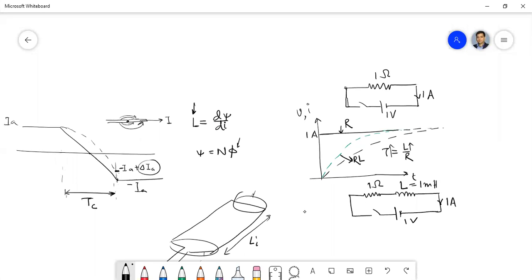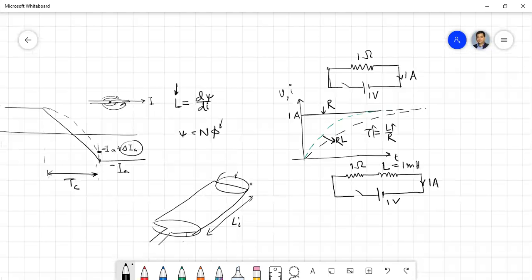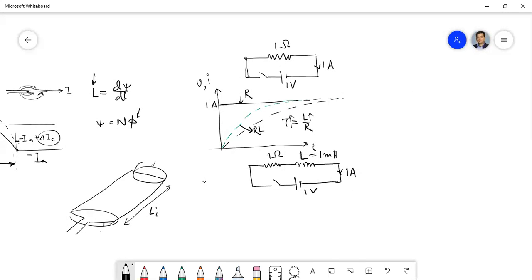Is this clear? Or I have to discuss again? Anybody has any doubt?